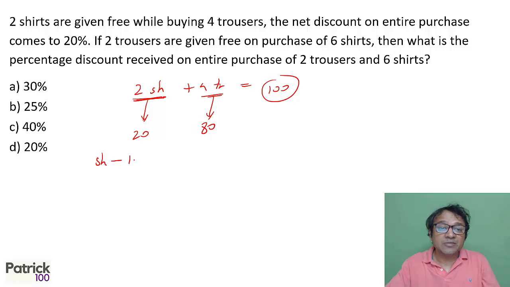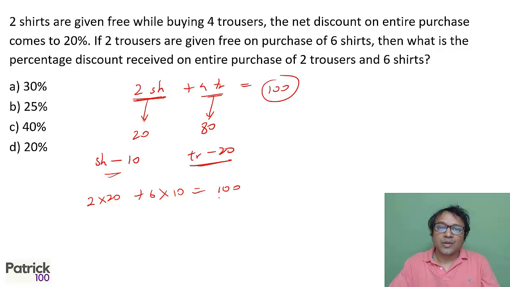So each shirt becomes 10 and each trouser becomes 20. Now next, if 2 trousers are given free for a purchase of 6 shirts, so 2 trousers at price 20 plus 6 shirts at 10, the total becomes 100. Now we are giving 2 trousers free. That means we are giving 40 discount, or 40% discount. On 100, you are giving 40 discount. He's only paying 60. So the discount is 40%. C option.